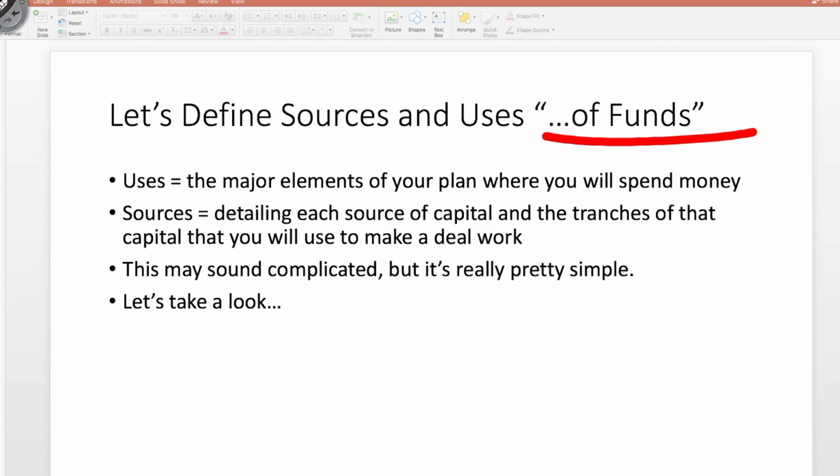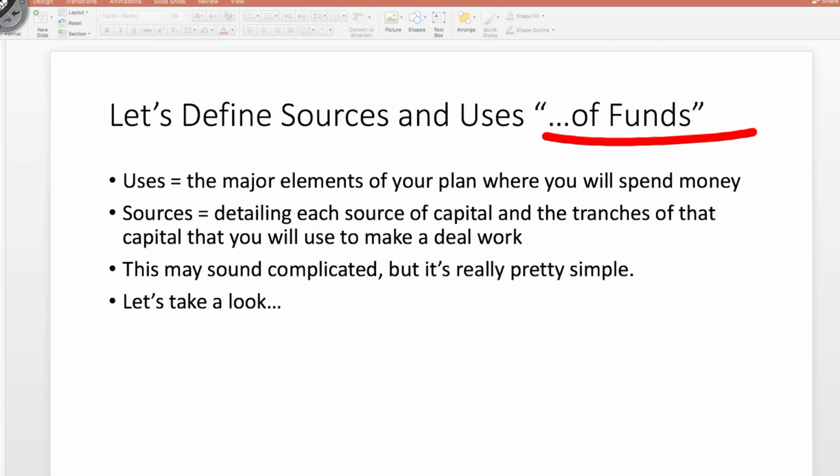Examples on the sources side might include revolving lines of credit, any loans, credit facilities, subordinate notes, assumptions of debt, sponsor cash contributions, limited partner contributions, whether debt or equity, any excess cash or set-aside funds that will be acquired during the purchase of an asset or rolled back in or contributed from other sources in order to complete the plan that you're proposing. Now, this all may sound complicated, but it's really quite simple, and we're going to see it in action by looking at an example.